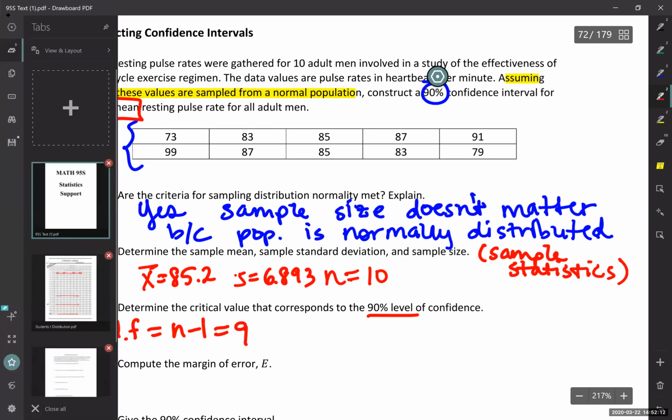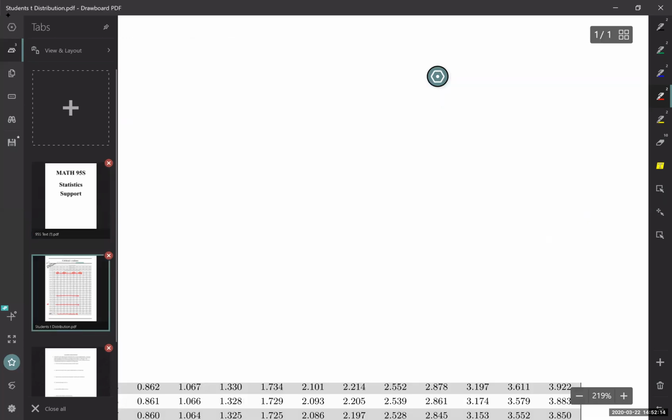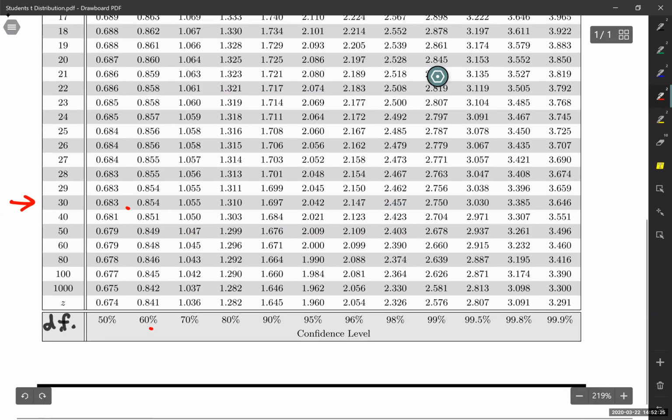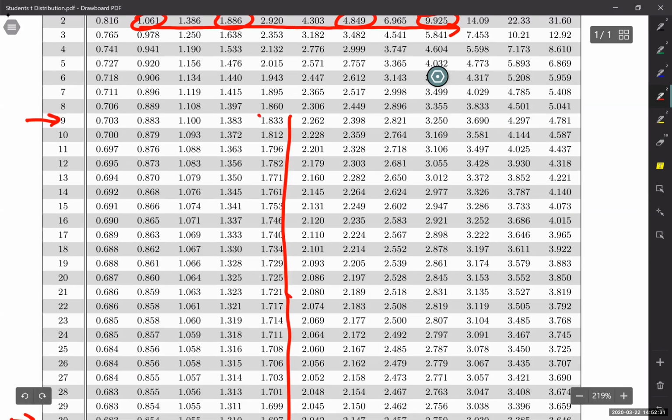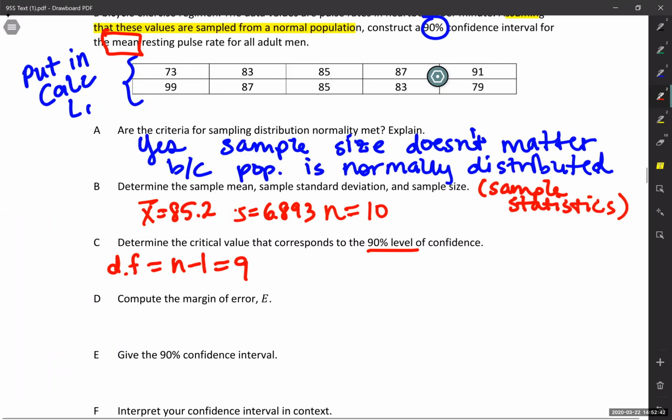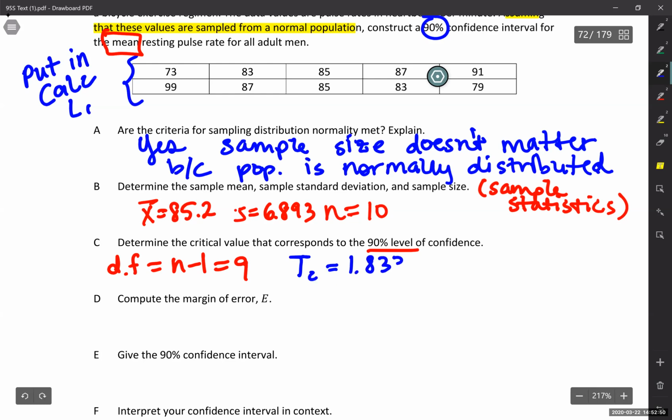So I go to my table that I wrote all over, that's okay. I said the degrees of freedom is 9. The confidence is 90. Just follow your paper up. And I get 1.833. So we'll just call it t, 1.833.